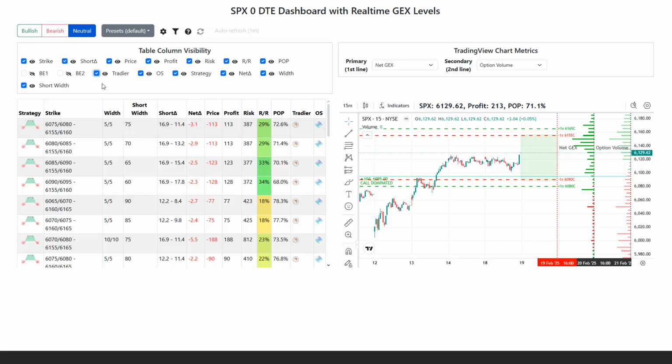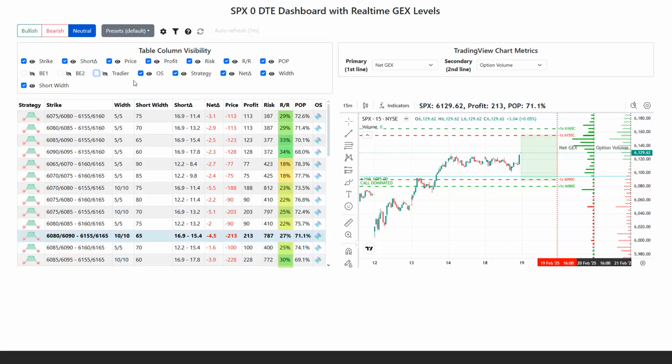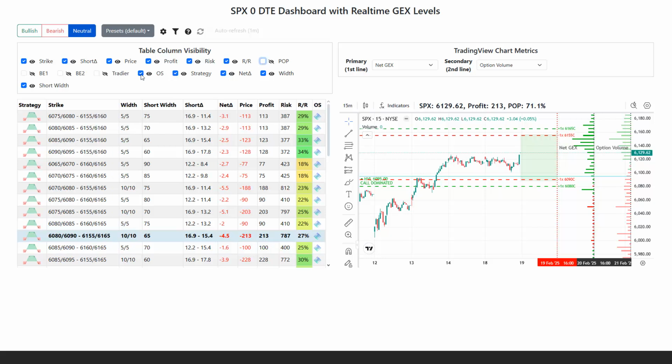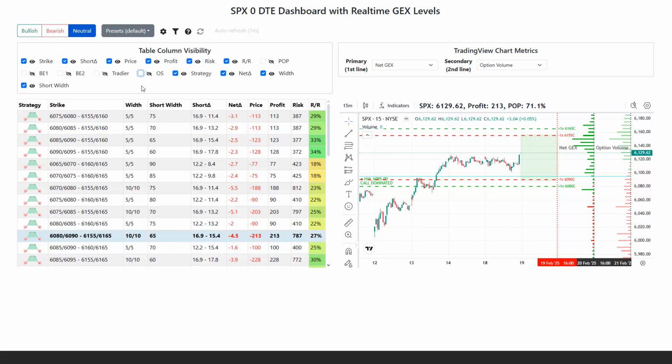But if you don't need any of the columns, let's say you're not interested in the probability of profit or the option strat link, you can hide these. You can set this in the options table on the left. On the right side, you can configure the metrics.